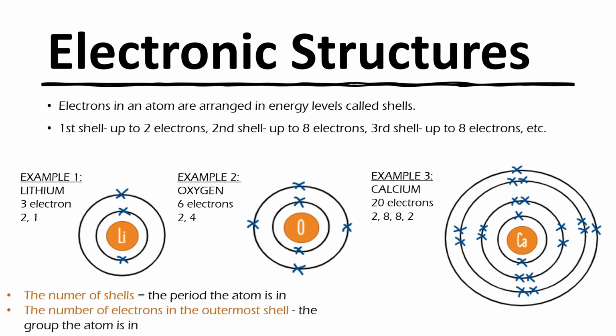The number of shells that an atom has corresponds to the period that the atom is in. For example, if we look at lithium, lithium has 2 shells and it's in period 2. Furthermore, the number of electrons in the outermost shell corresponds to the group that the atom is in. So for example, if we look at the oxygen, oxygen has 4 electrons in the outermost shell and it is in group 4 on the periodic table.